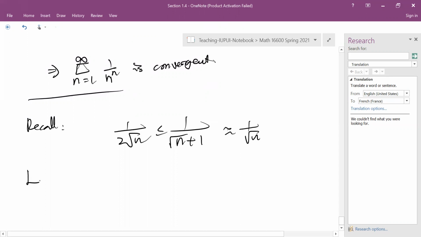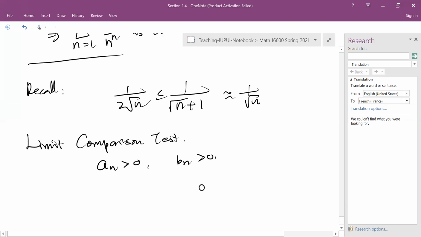So here's the so-called limit comparison test. It's much easier to use than the comparison test. Okay, so we are given two series, a_n and b_n. So we take a limit.